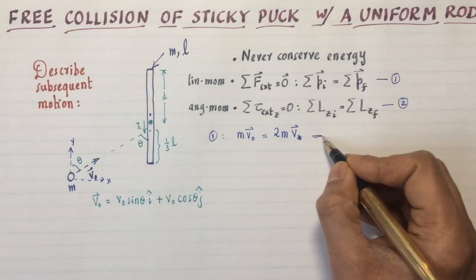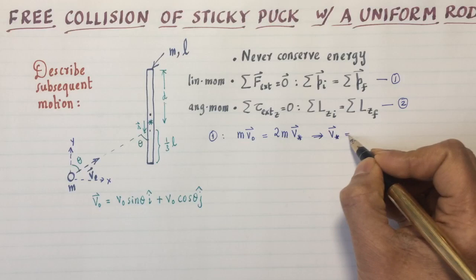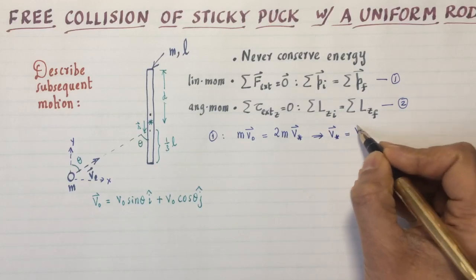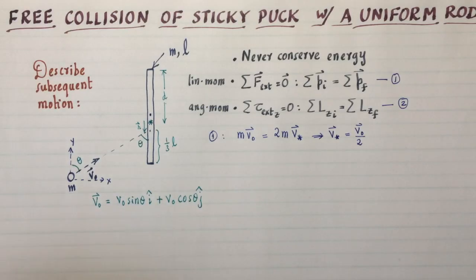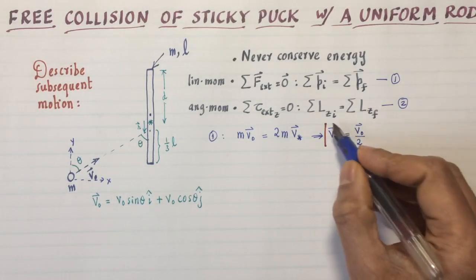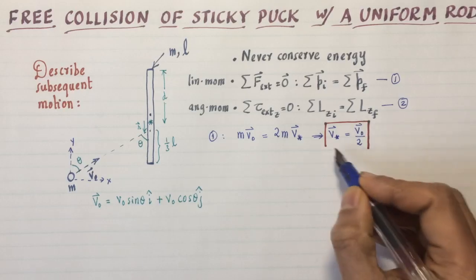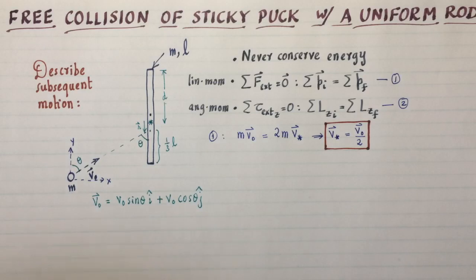So we already have a valuable piece of information, and that is the center of mass moves with half the velocity of the puck. That's a valuable result in itself, so I'll box that, where the velocity of the puck is given by this expression. What about the angular momentum? Now this is the tricky part.